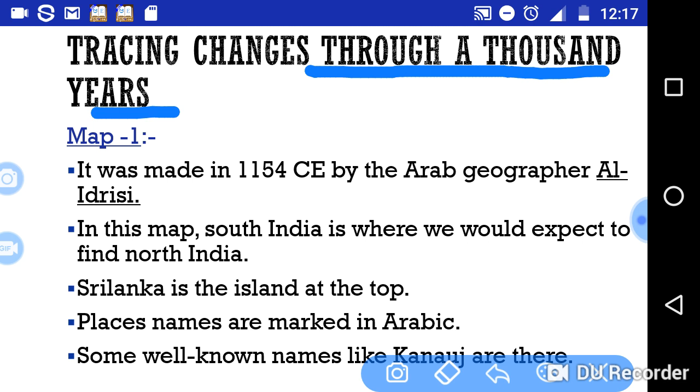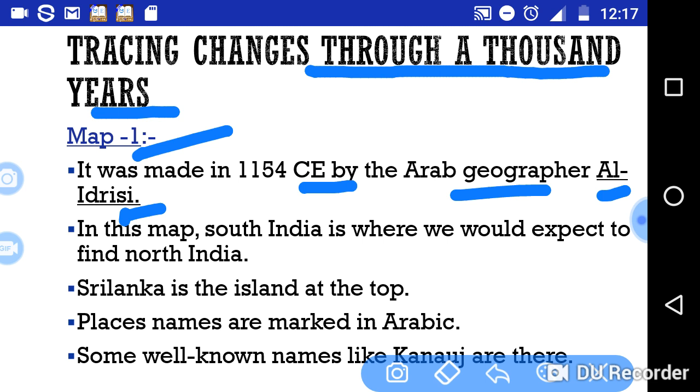Let us start our discussion with map 1. This map 1 was drawn by an Arab geographer whose name was Al-Idrisi, and this map was drawn in the 12th century, that means in 1154 CE. CE means Common Era. Common Era and AD, Anno Domini, are one and the same.